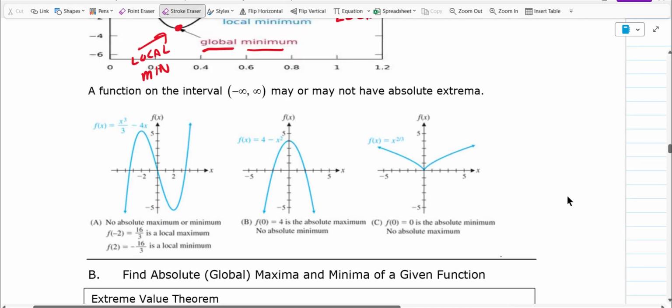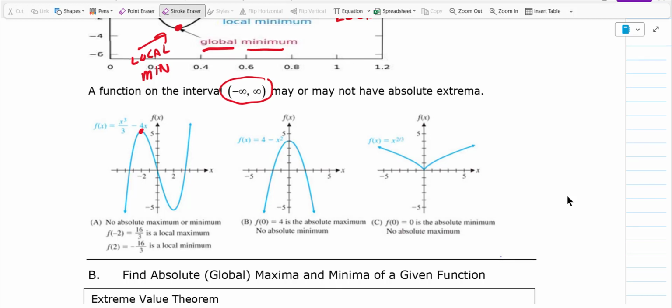All right. Now, last thing on this, these are just a couple more graphs that you can refer to. These are on an interval negative infinity to infinity. This point right here would be a local max, because the graph increases then decreases. This point right here would be a local minimum because the graph decreases then increases, but you would not have an absolute max or min.